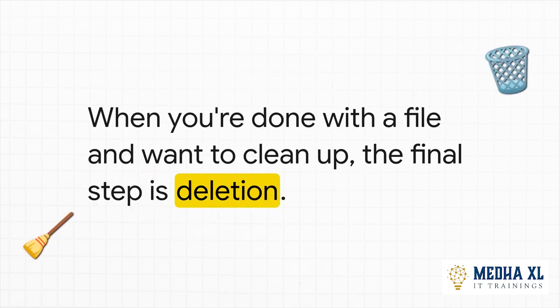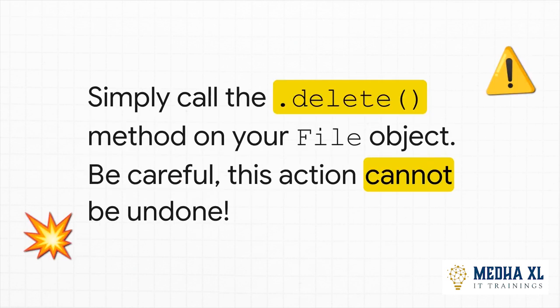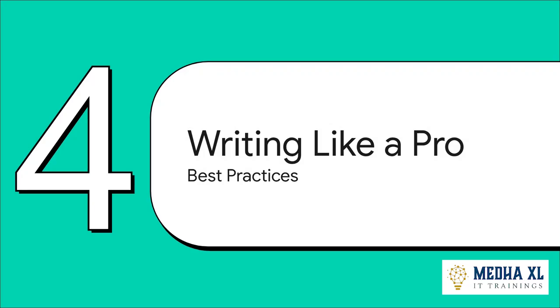And finally, the last step in our file's lifecycle. What do we do when we're all done with it and we want to clean up our workspace? We delete it. Java makes this incredibly direct. You just take that file object we started with and call the .delete method on it, and that's it. The file is gone. Poof. So a quick word of warning, be absolutely 100% sure you want to do this, because with this command, there is no undo button.